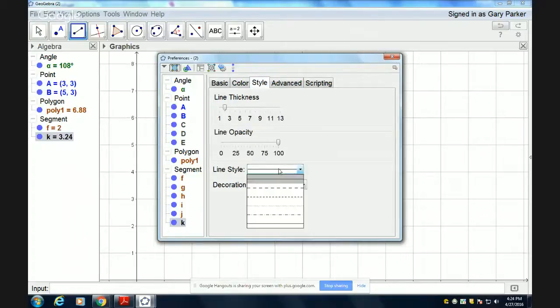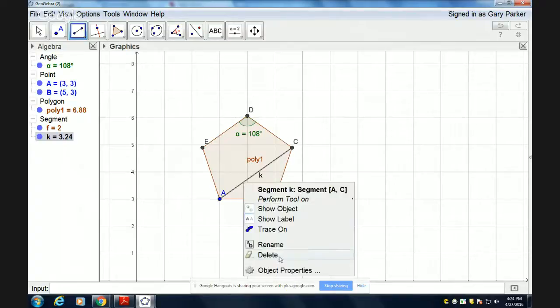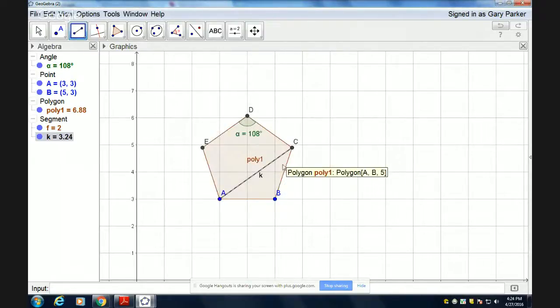Math language is complicated. Usually when I draw diagonals, I like them to be dotted lines to distinguish them from the other things. And that didn't come out very good. Let's try that one more time with a different one. Let's try a dashed line maybe. That's kind of visible.